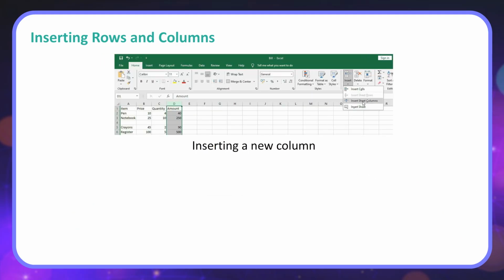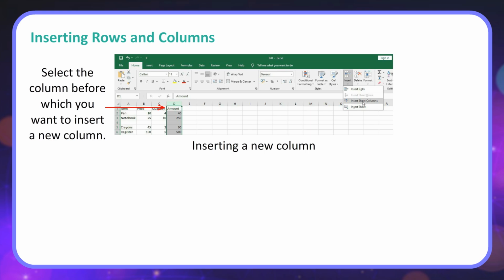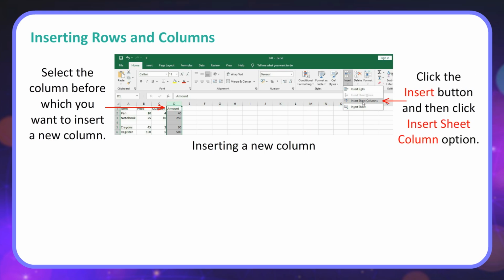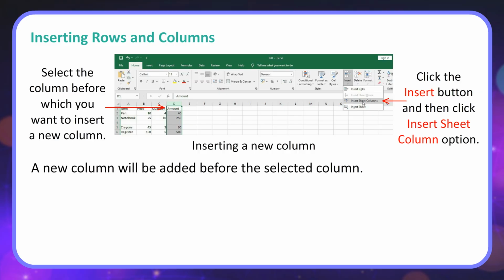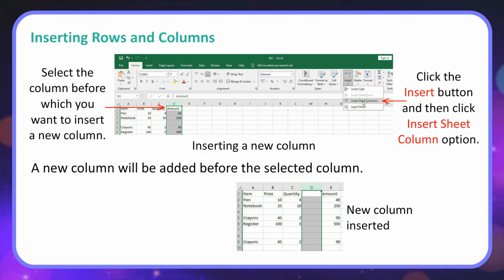Inserting a new column. Select the column before which you want to insert a new column. Click the Insert button and then click Insert Sheet Columns option. A new column will be added before the selected column. New column inserted. Deleting rows and columns.